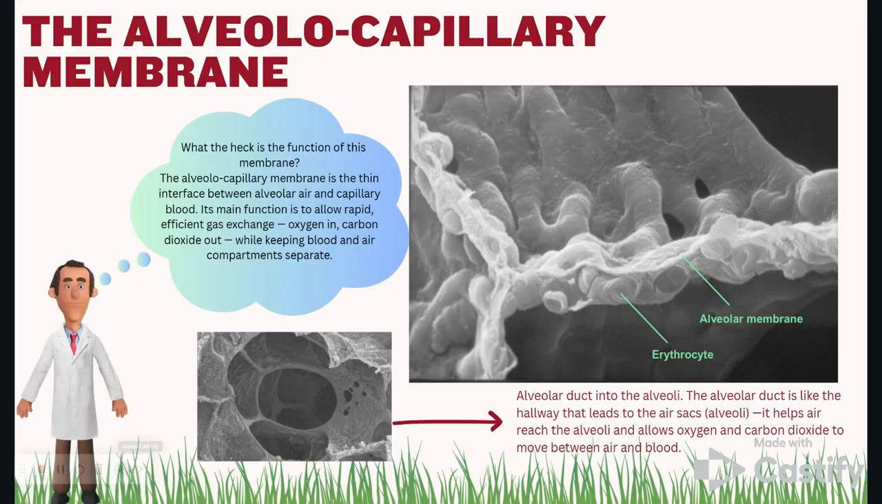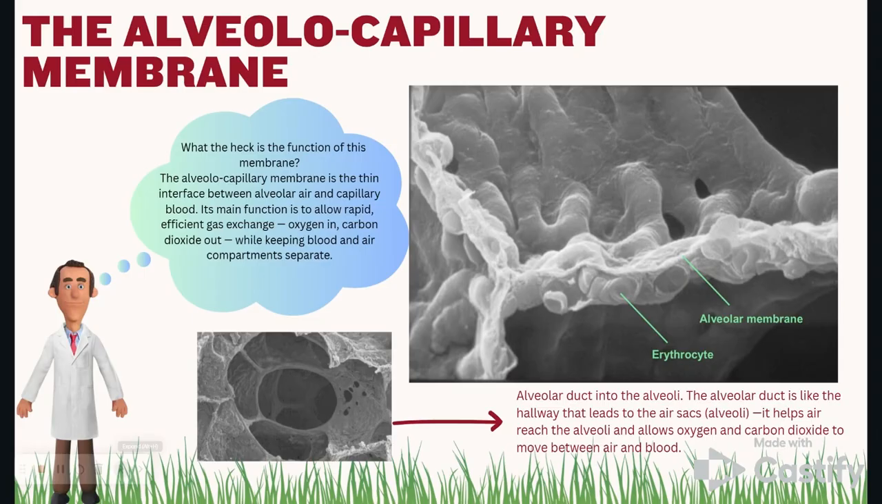In this case, the alveocapillary membrane is going to be the divider between the blood compartment and the air compartment. We're going to be separating the air and the blood. We can't have them mix. The alveocapillary membrane is a thin interface between the alveolar air and capillary blood. The main function of this is to allow rapid and efficient gas exchange, oxygen in and carbon dioxide out. This is very important because we need rapid and efficient gas exchange.